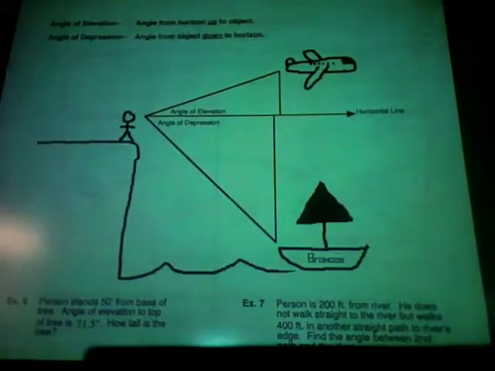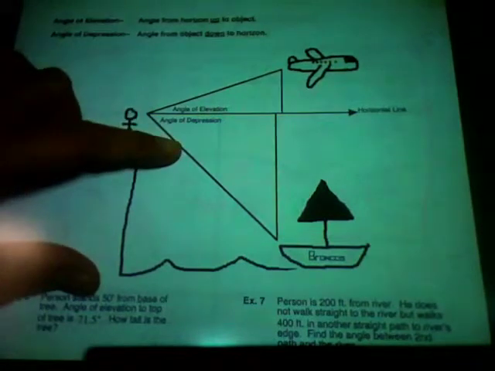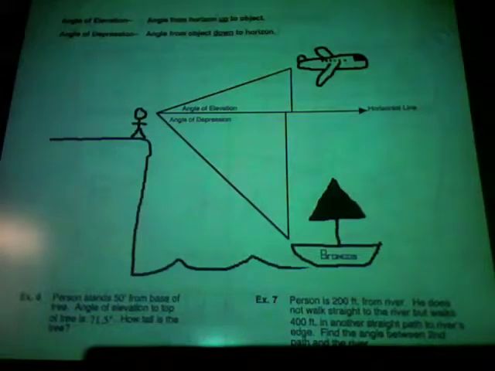But that would be your angle of depression. Your angle of depression goes from the line of sight to where your new line of sight is. Okay? So it depends on what you're looking at and where you're going. So watch what we're going to do for these problems down here.